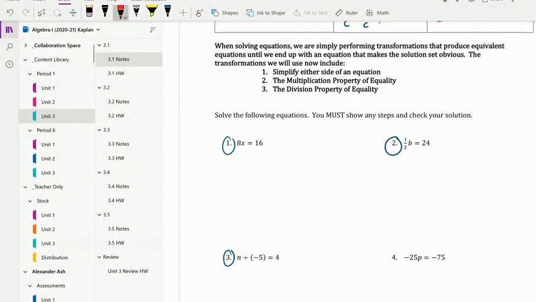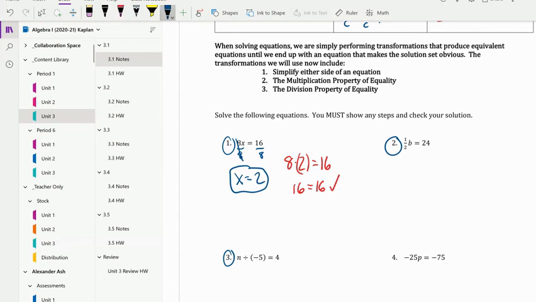So this first one, I've got 8x equals 16. Hopefully you're saying, well, if it's 8 times x equals 16, how do I undo that 8? Oh, I'm going to divide both sides by 8. And we get x equals 16 divided by 8 is 2. Done and done. Don't forget to check it. Is 8 times 2 equal to 16? It sure is. 16 equals 16. Check.